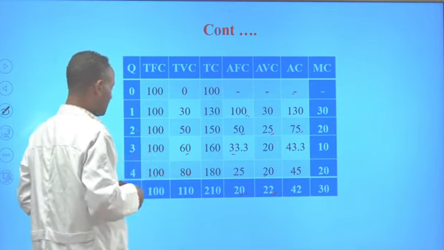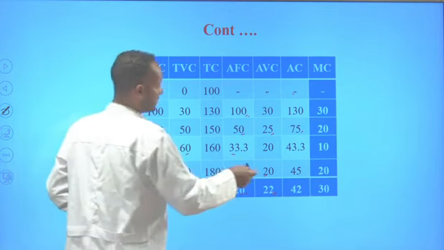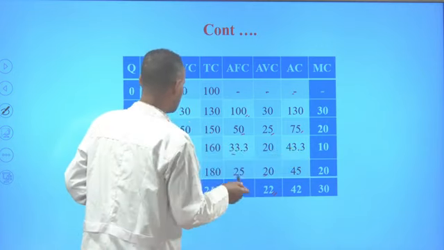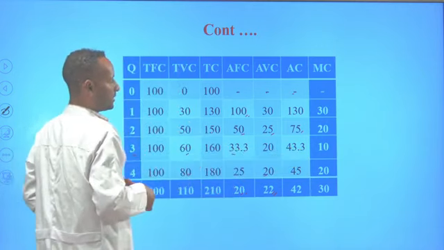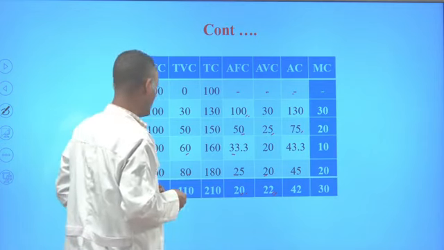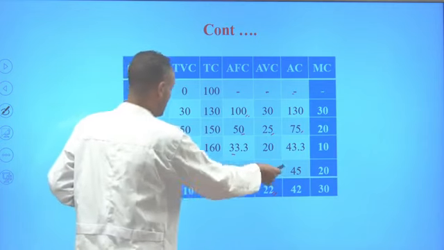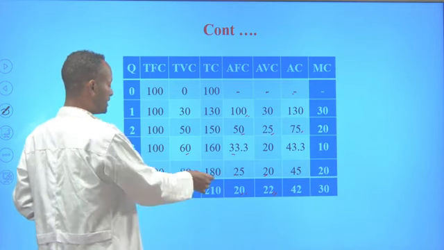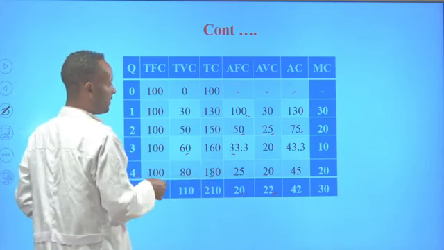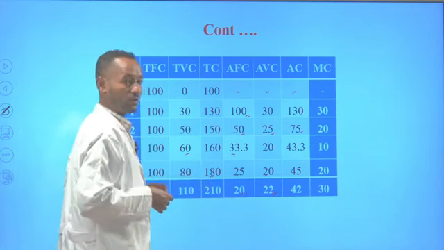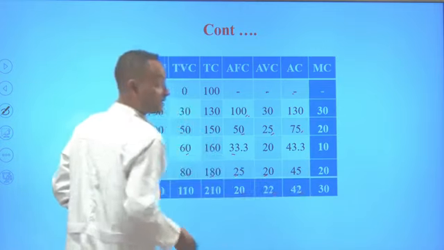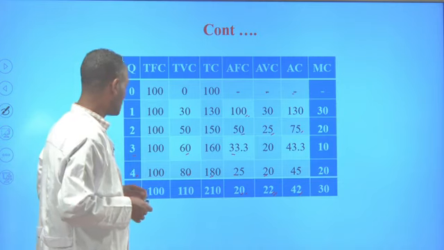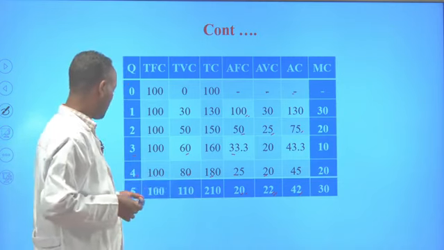And the average cost of 3 units of a commodity is 43.3. It is calculated by dividing 160 by 3. The average cost of producing 4 units of a commodity is 45. It is calculated by dividing 180 by 4. And finally, the average cost of producing 5 units of a commodity is 42. It is calculated by dividing 210 by 5.